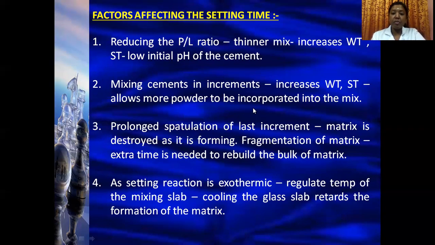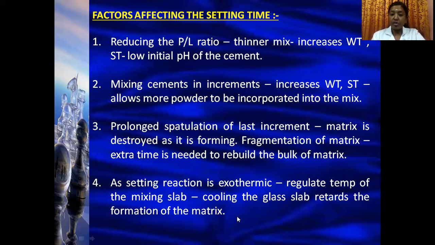Mixing the cement in increments increases the working time and setting time. It also allows more powder to be incorporated into the mix. When you prolong the spatulation of the last increment, the matrix that is formed, that is the zinc aluminum phosphate gel matrix, is fragmented. So when the matrix is fragmented, extra time is taken to rebuild the bulk of the matrix, thereby giving you a longer setting time.